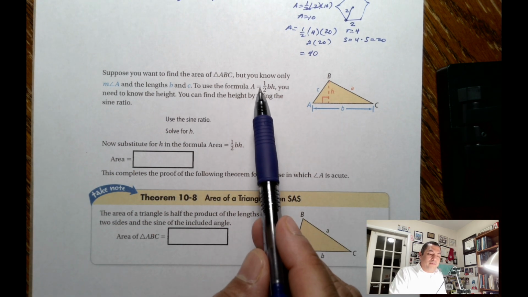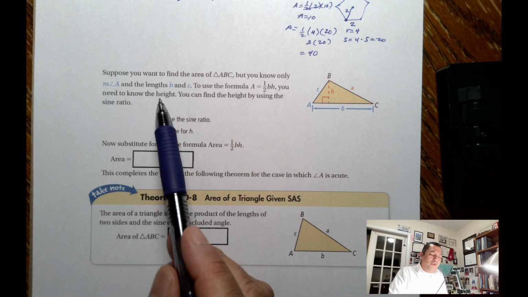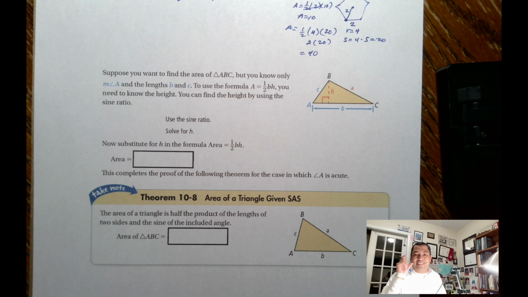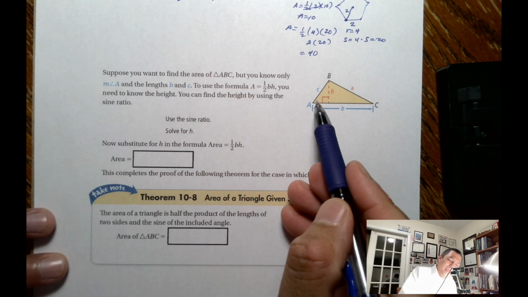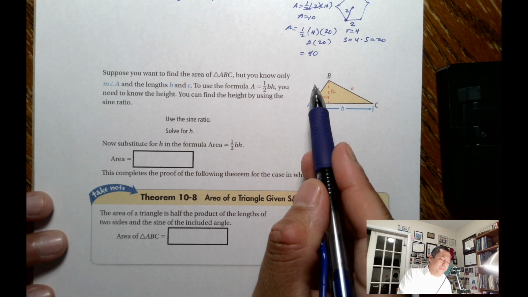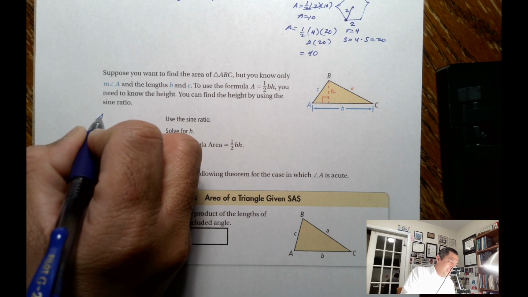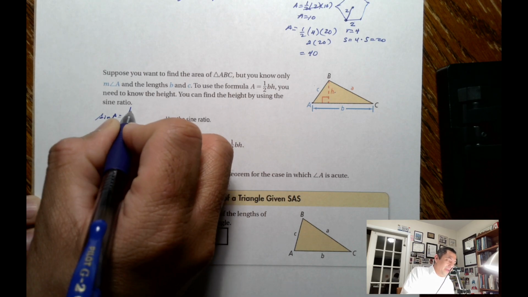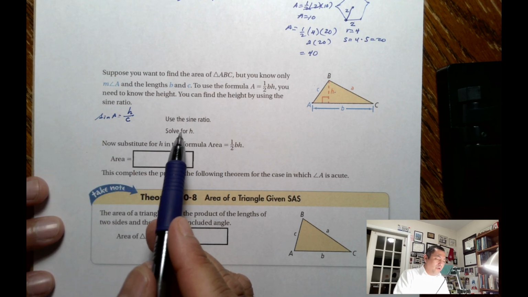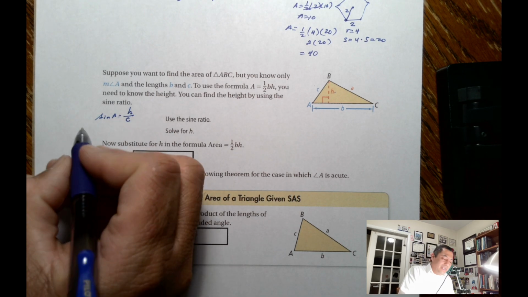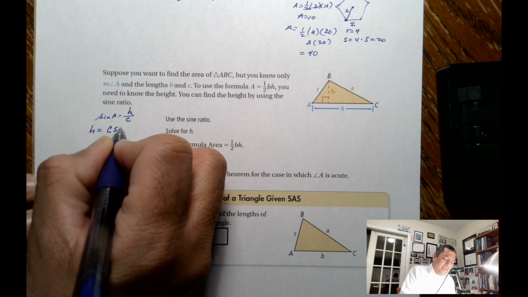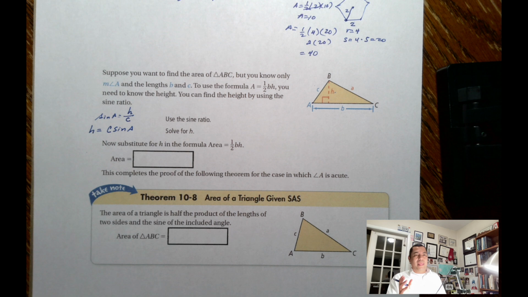To use the formula area equals 1/2 base times height, you need to know the height. You can find the height by using the ratio, in this case the sine ratio. So for example, sine of A is equal to the opposite over the hypotenuse. So sine of A is equal to H over C. Now in this case, if I want to solve for H because I need the height, H is equal to C sine of A.